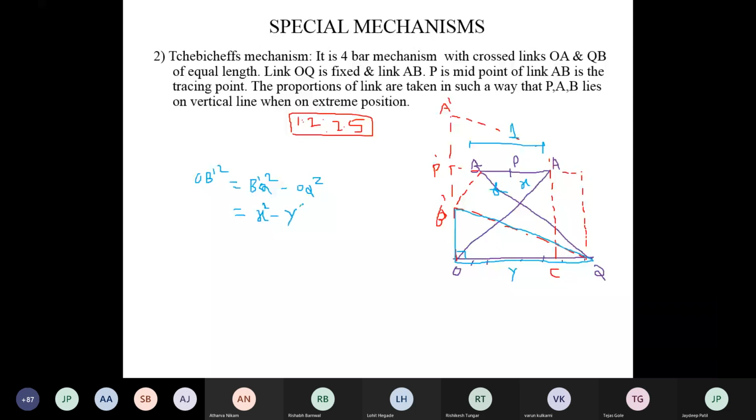But what is the value of OB dash square? I will get this value in the terms of 1, x, y. You have to make the length of OB dash or the distance OB dash in the form of x, y and 1. कैसे लिखेंगे फिर equation? OB dash I will write here in the form of OA dash minus which distance?